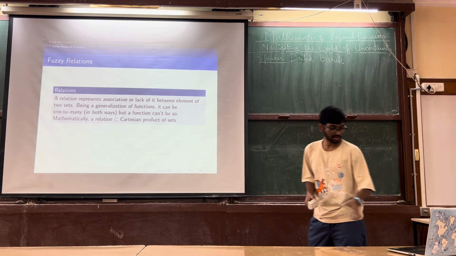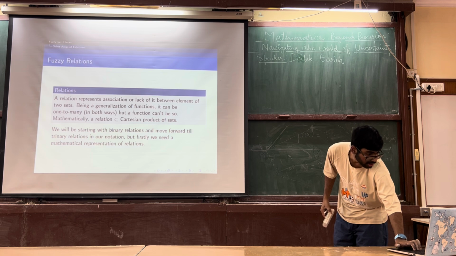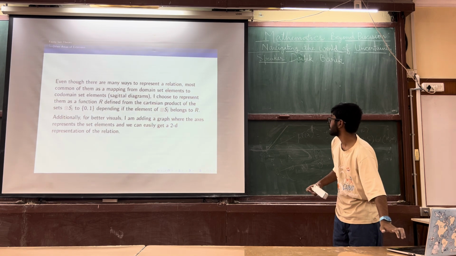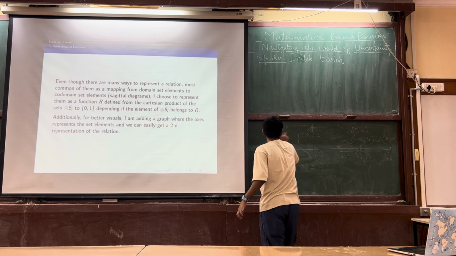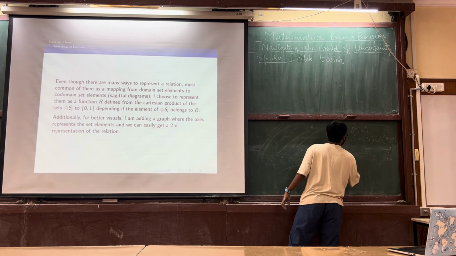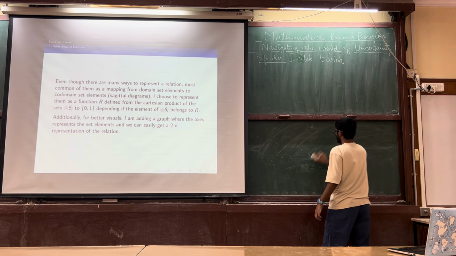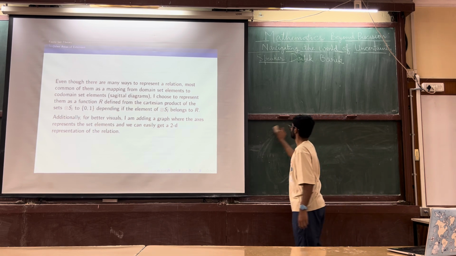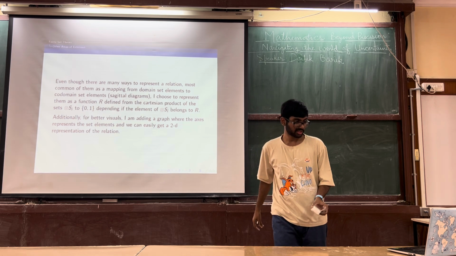So given an example, I need to firstly represent the relation so that I can generalize it in fuzzy ways. There are various methods of representing a relation.